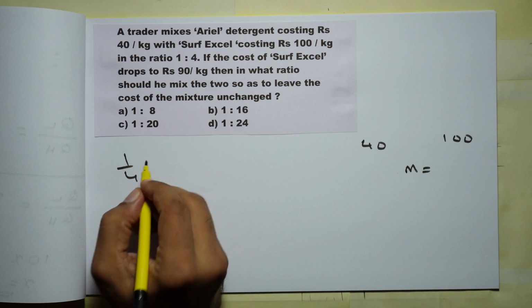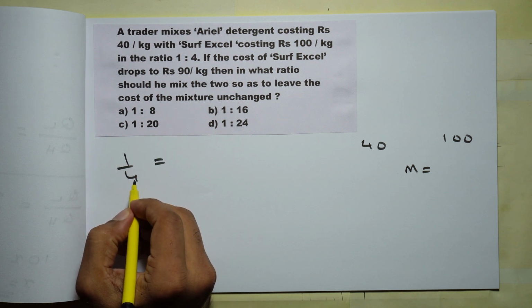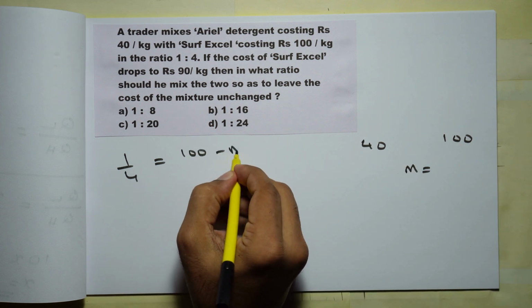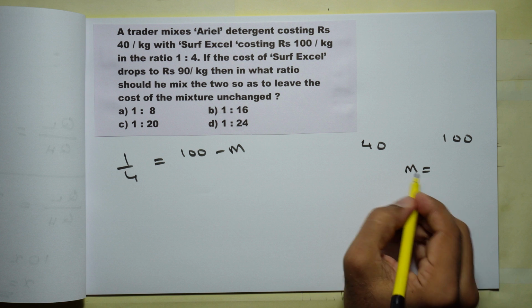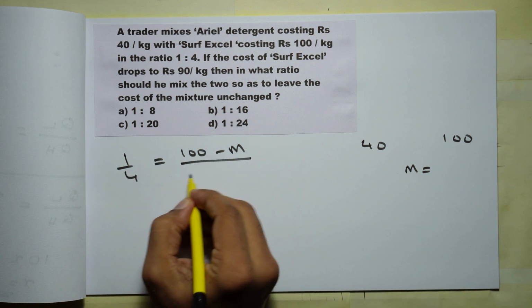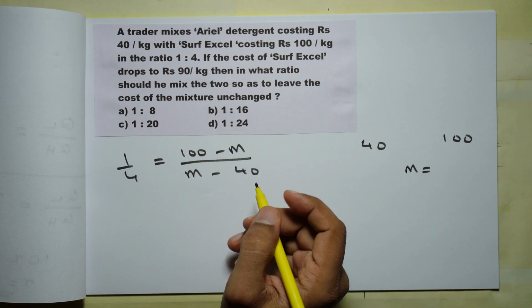So we'll just substitute into the mixtures and alligations formula. They are mixed in the ratio 1:4. Now price of the expensive one is 100 minus mean price. That is what we need to find out. We'll just find out the mean price when they are mixed in the ratio 1:4. Divided by mean price minus price of the cheap one, which is 40.